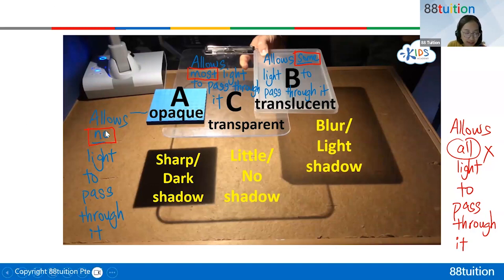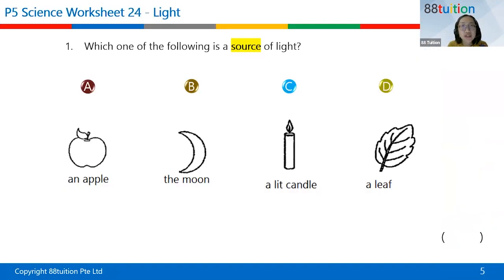So remember, you use allows no light, allows some light, or allows most light, but don't write allows all light. Is everybody clear? Do not write allows all light to pass through it because it becomes an invisible material. Okay, let's go on to the first question.